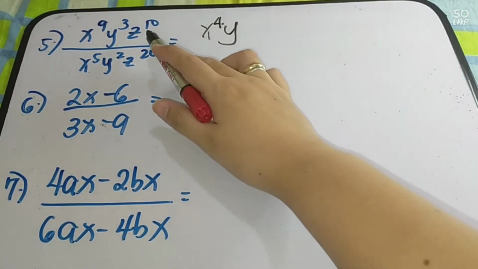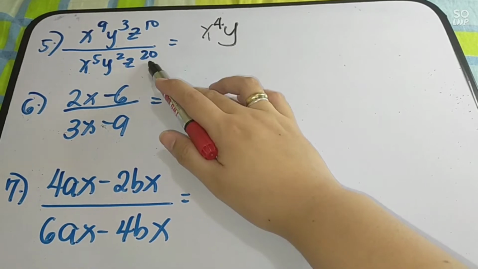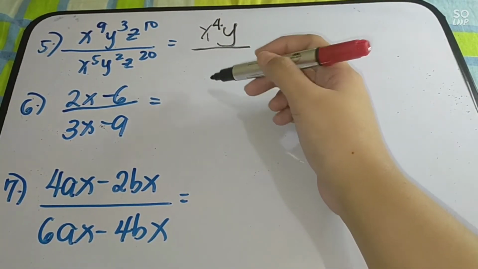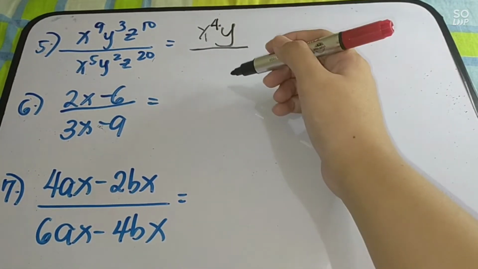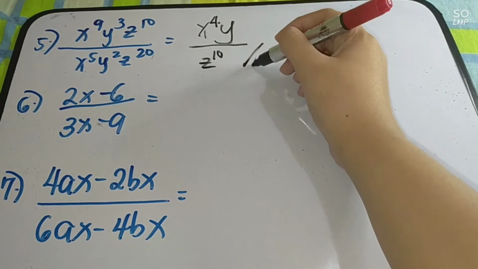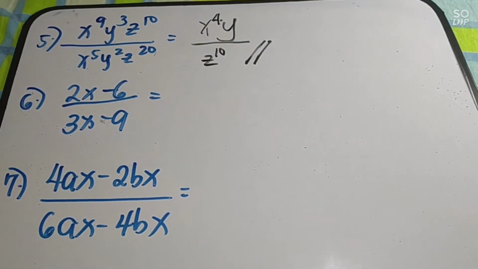Next tayo, z raised to 10 over z raised to 20. Since mas mataas yung nasa denominator, kailangan ang sagot natin nasa denominator. So, just subtract 20 minus 10, the answer is 10. So, we have z raised to 10. So, this is now your final answer. Next tayo, let us have number 6.